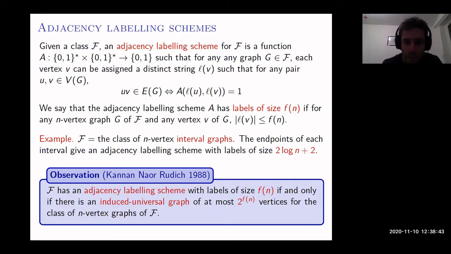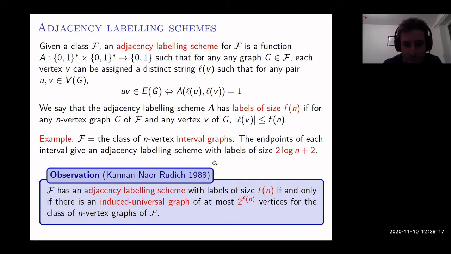The very nice observation is that a class F has an adjacency labeling scheme with labels of size f of n if and only if there is an induced universal graph with at most 2 to the f of n vertices for the class of n-vertex graphs of F. So adjacency labeling schemes are completely equivalent to induced universal graphs. They're just a translation from f to 2 to the f. And let me just explain why. The connection is actually very simple.